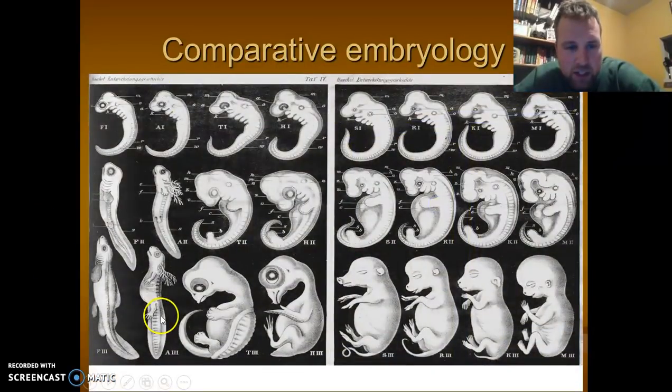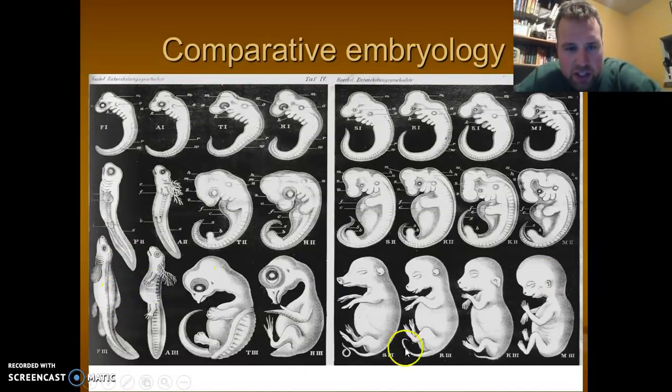Okay, and here's the last picture. So if you look at this, here's the human on the right. I think this was the dog. I think this was the cow, pig, chicken, turtle. This is the salamander, I believe, and this is the fish.